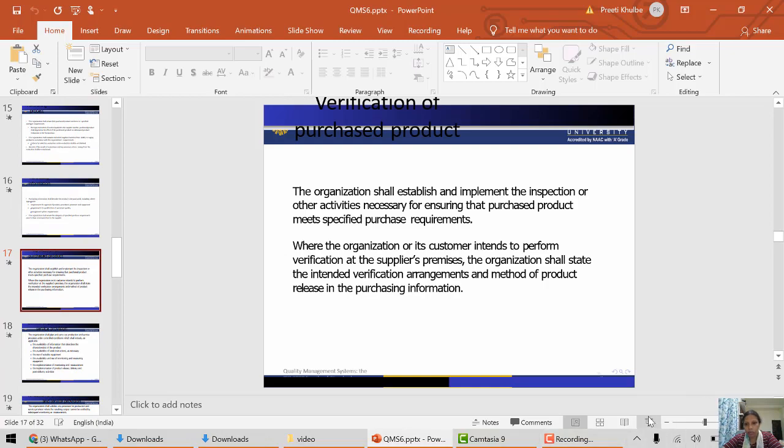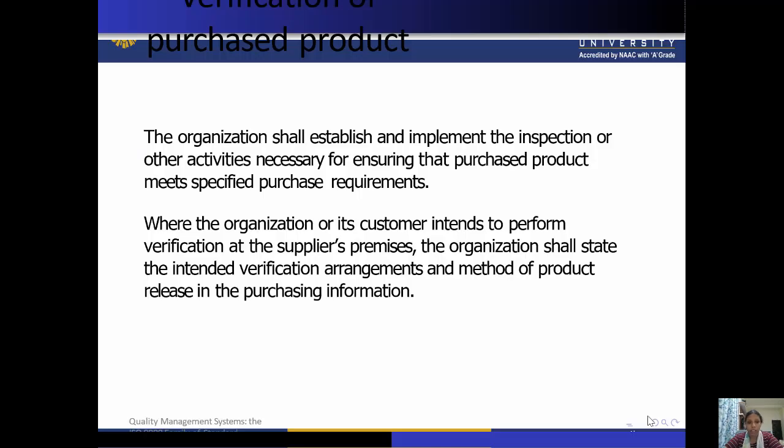Verification of purchased product. So verification of purchased product includes that the organization shall establish and implement the inspection or other activities necessary for ensuring that purchased product meets the specified purchase requirements. Where the organization or its customer intends to perform verification at the supplier's premises, the organization shall state the intended verification arrangements and method of product release in the purchasing information.